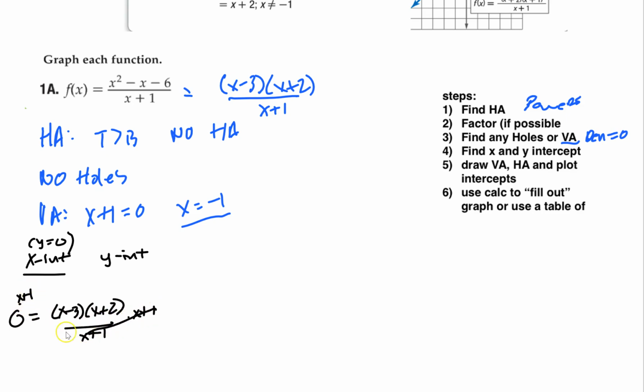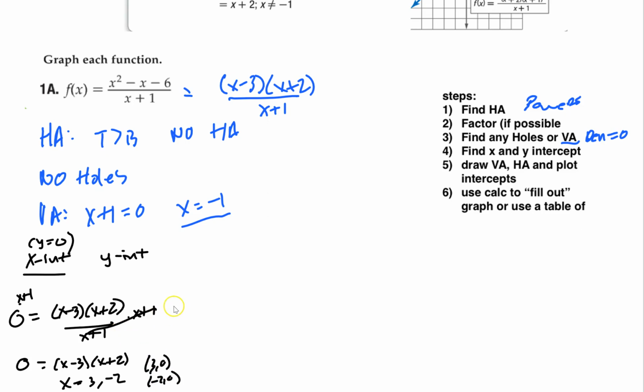And the x plus 1's cancel. 0 times anything is still 0. So you get 0 equals x minus 3, x plus 2. Look, it's already factored for you. So my x-intercepts are at 3 and negative 2. So 3, 0, and negative 2, 0, if we want to be exact about that.